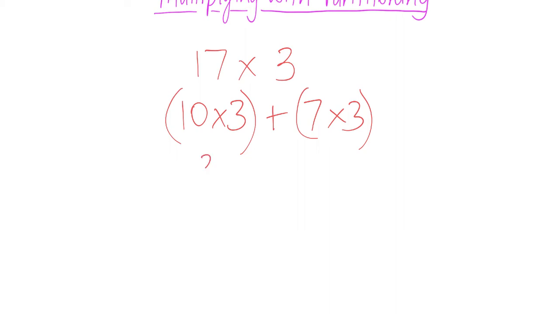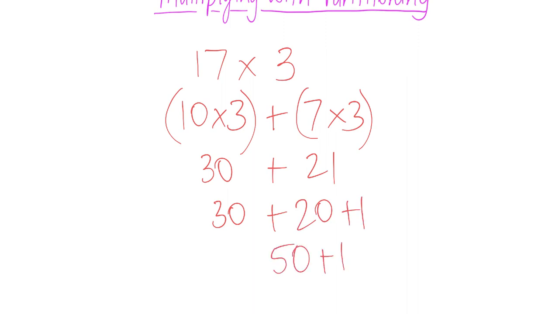So 10 times 3 is 30, 7 times 3 is 21. So let's break up the 21 into 20 and 1. Then we get 50 plus 1, which is 51. Now, it might seem that there are more steps in this than there need to be. Who agrees? Yeah. Okay. So, there are more steps in this than there have to be.